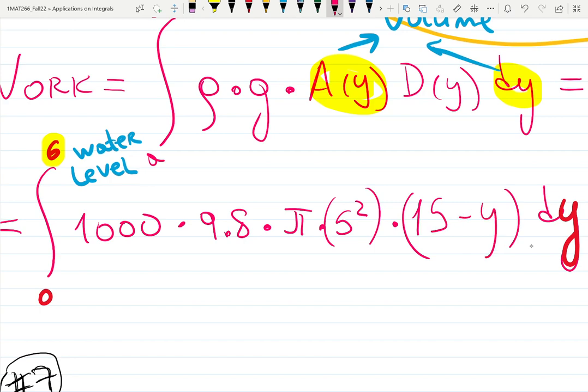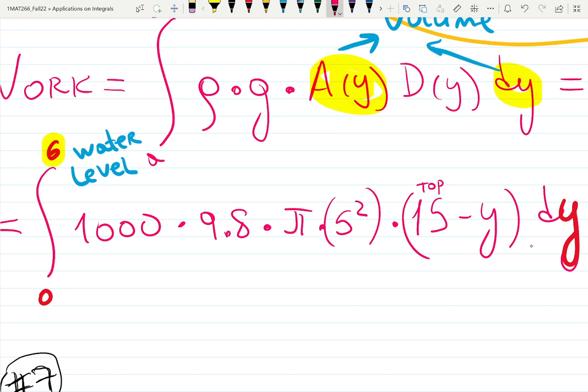15 minus y, or y minus 15. One is not correct. Let's check which one is correct. That's the biggest mistake I usually see students make. 15 minus y or y minus 15. 2 ways of seeing it, highest minus lowest. What is the highest we can go? 15. Since this is the highest, it's the top. It goes first. Roof minus the floor.